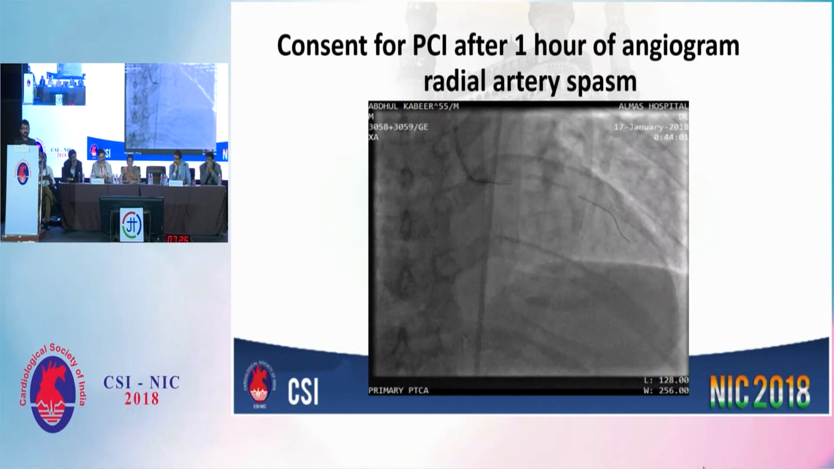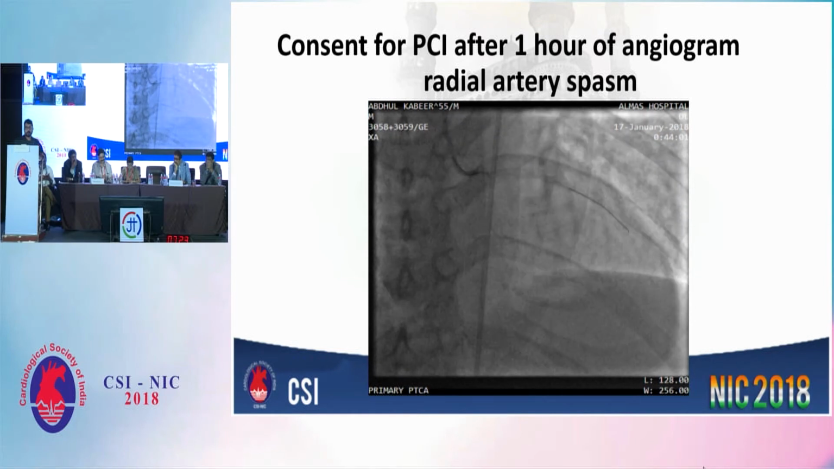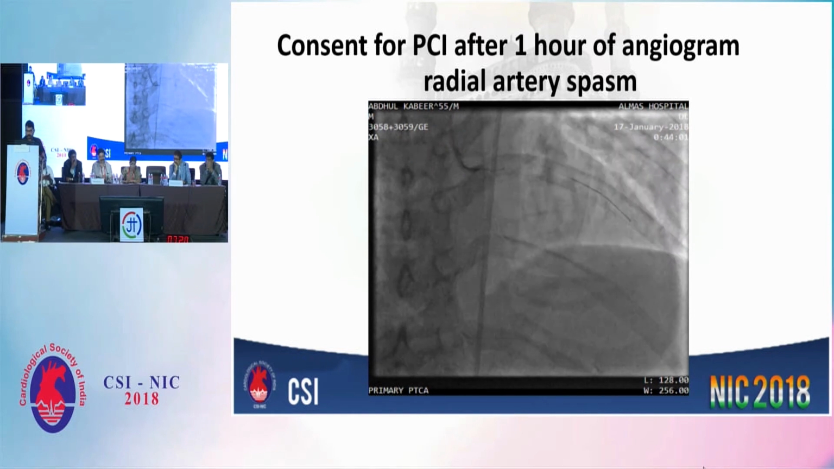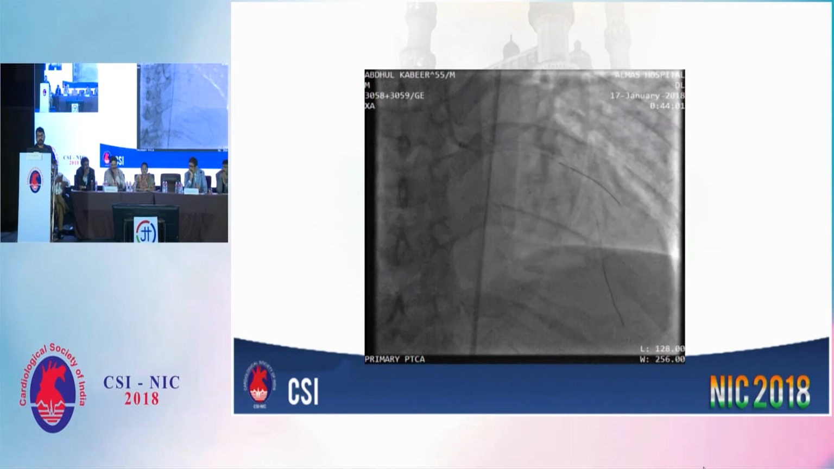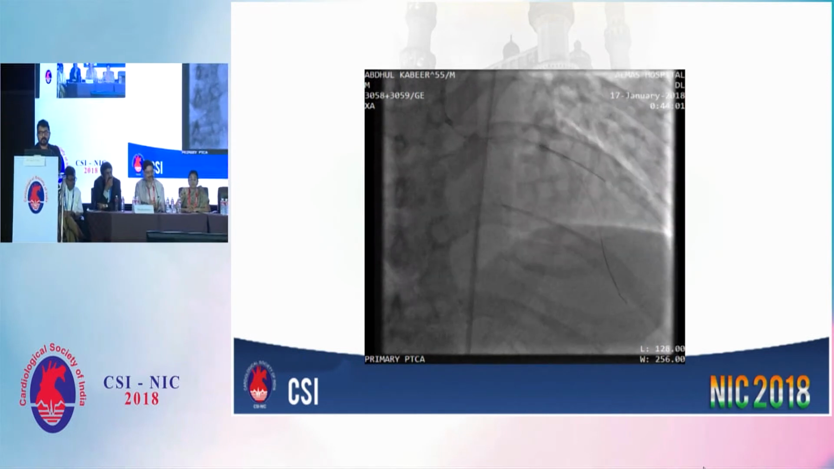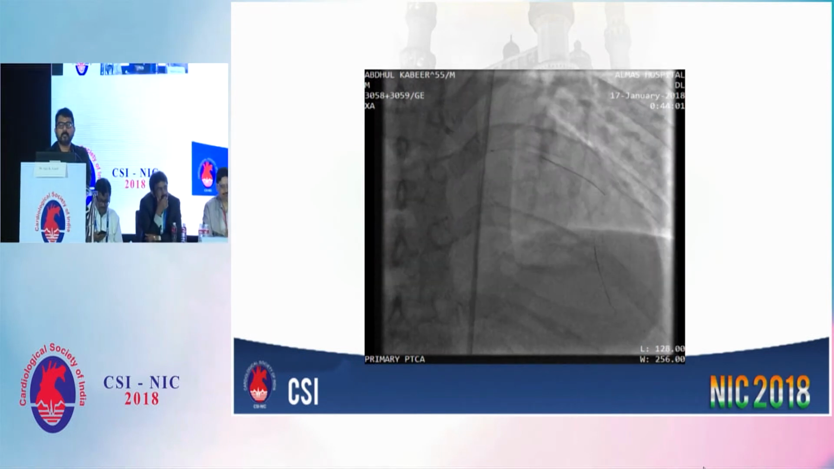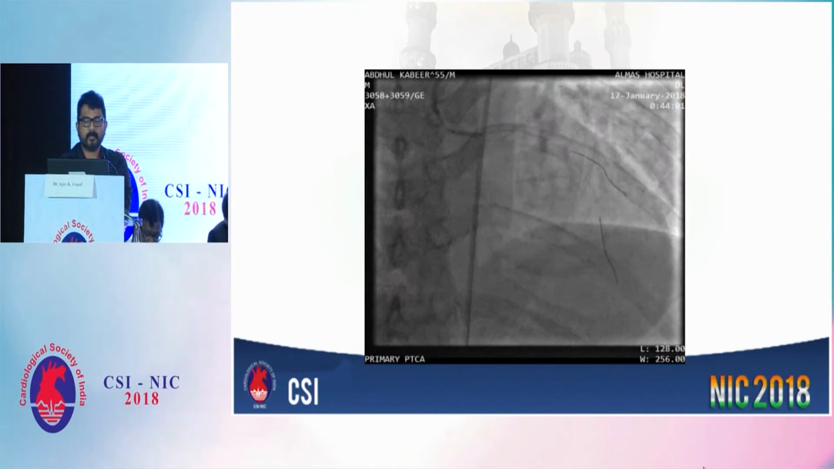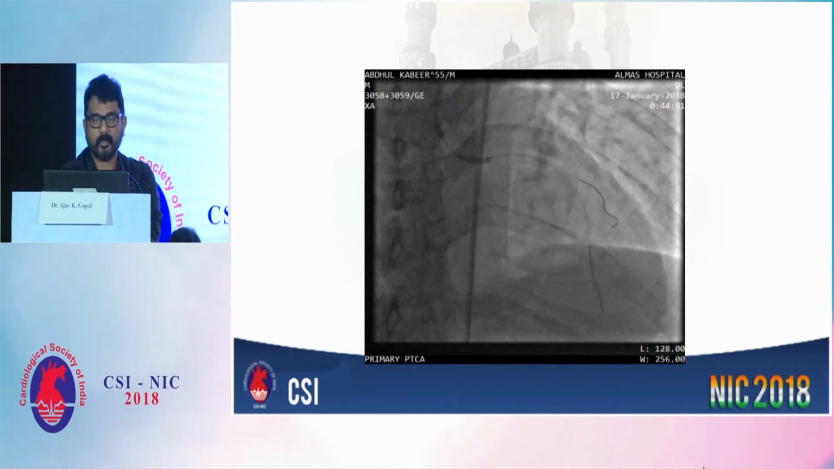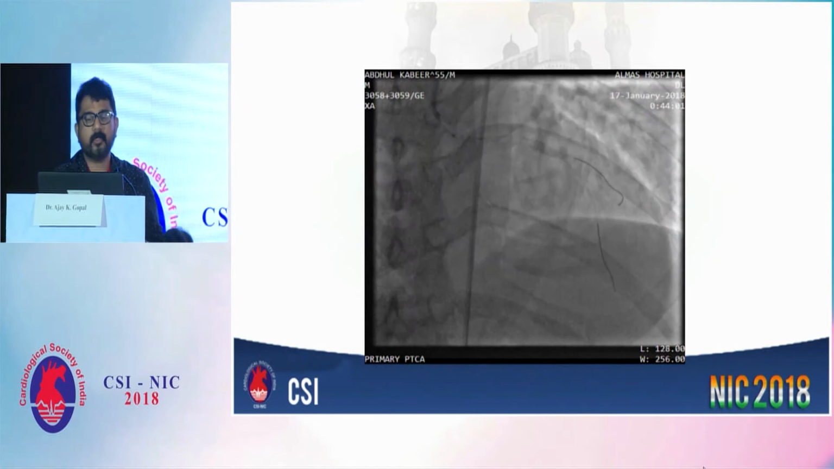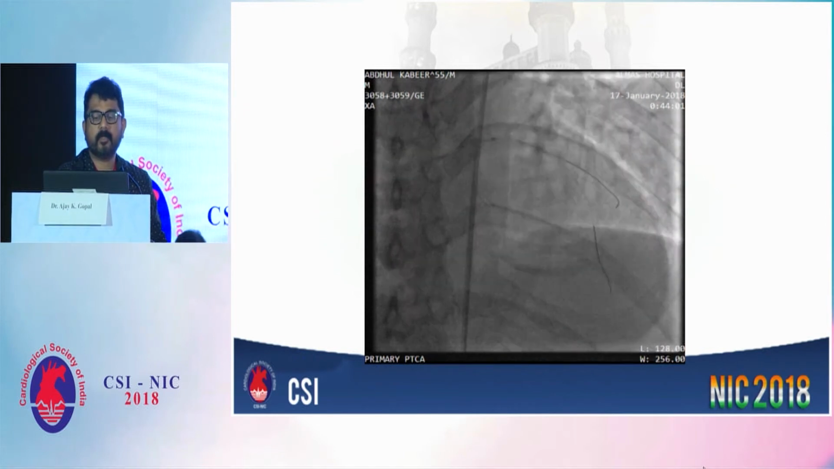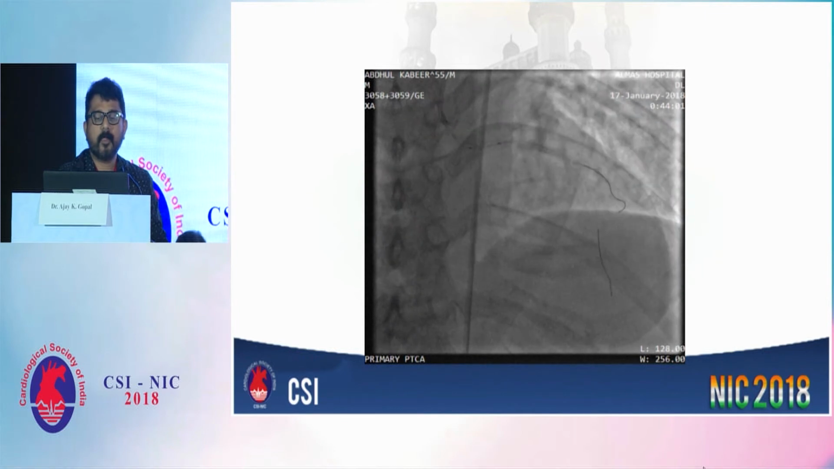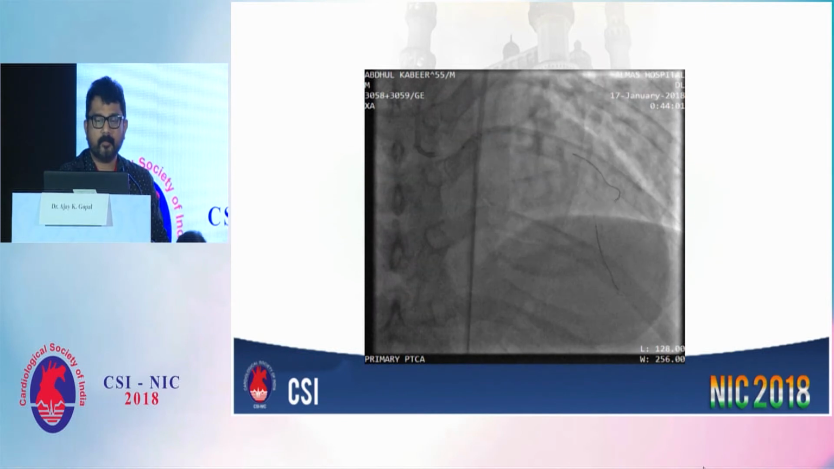The radial went into spasm and so we switched to the femoral route. One wire went into the LAD and the other into the diagonal. So we did it with an OTW balloon, dilated the ostial left main. There was some difficulty in moving the balloon into the LAD, but somehow it went into the LAD, though the diagonal wire was going dangerously. However, we dilated the whole length.